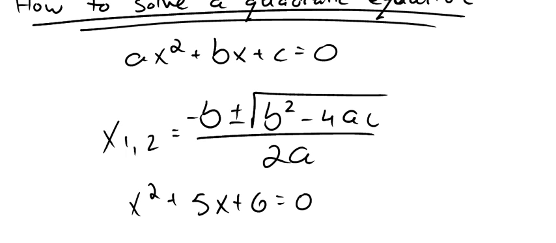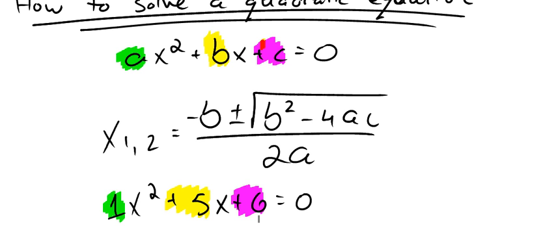So let's see, who's our a? Our a is the coefficient of the x squared, but we don't have a coefficient for the x squared. Remember, when there's nothing, it's as if we have 1x squared. The b is the coefficient of the x, which is 5 in this example, or better to say, positive 5. And the c is the free term. In this case, positive 6.